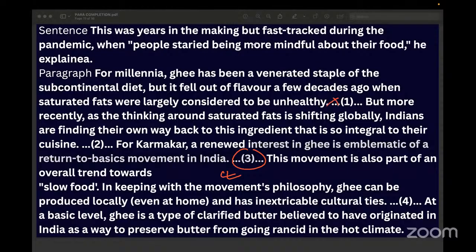Okay, reading it, you can tell that this sentence doesn't make sense here. It is talking about ghee not being healthy, and that won't fit here. "But more recently, as the thinking around saturated fats is shifting globally, Indians are finding their own way back to this ingredient that is so integral to their cuisine." This was years in the making, but fast tracked.